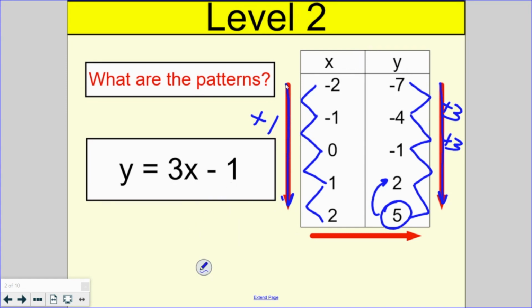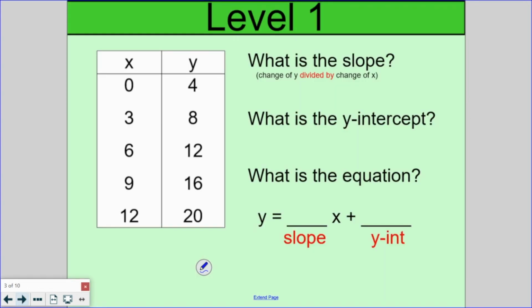And as you'll notice, the pattern to get from our x variable to our y variable is we take our x variable and multiply it by 3, and then subtract 1. That was our equation, right? This is what we're talking about in this unit. We are going to talk about how we get an equation from a table if we didn't already know the equation.